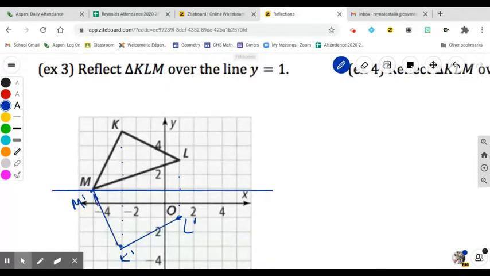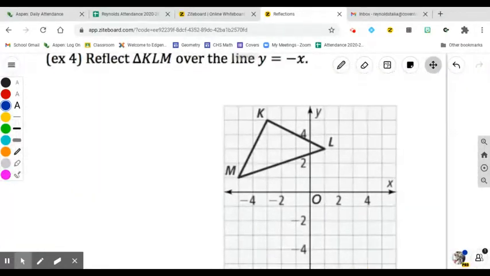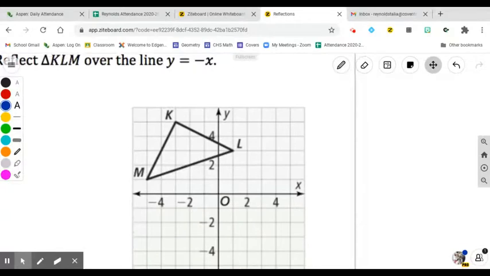Oops. Don't mind my messy lines. Okay, and so there's y equals 1. It's flipped down over that line. The next one is y equals negative x. Remember, y equals negative x is kind of like the second example, y equals x, except it's a negative slope instead, so it goes down.